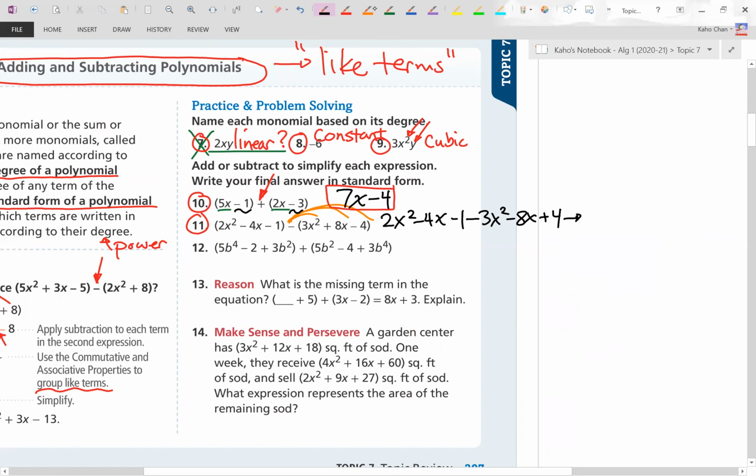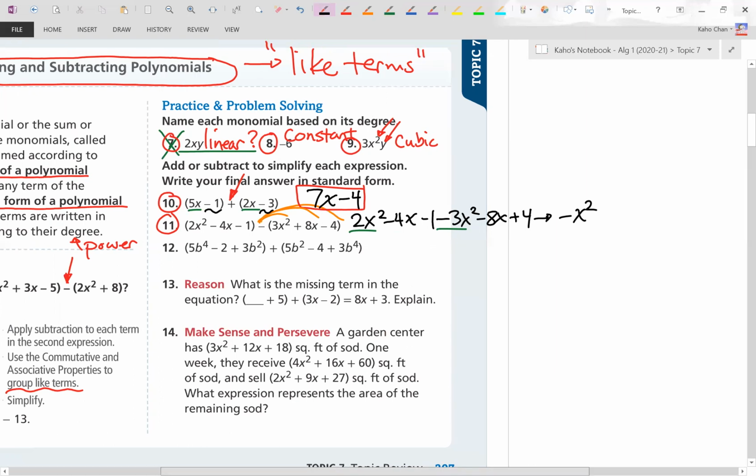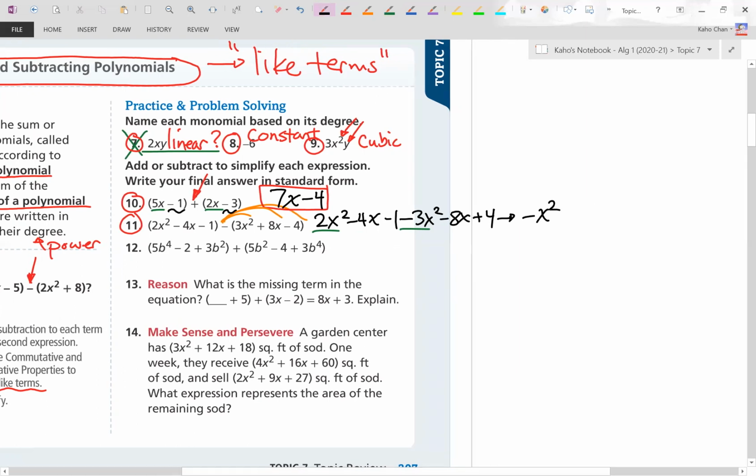Let's see what I get here. We have, of course, 2x squared and -3x squared. That's going to be a -1x squared. Great. And we have some x's to combine together. Let's deal with that. We have -4x and -8x, that gives me -12x. And then finally, the constant by itself. We have -1 plus 4 will give me plus 3. All right.